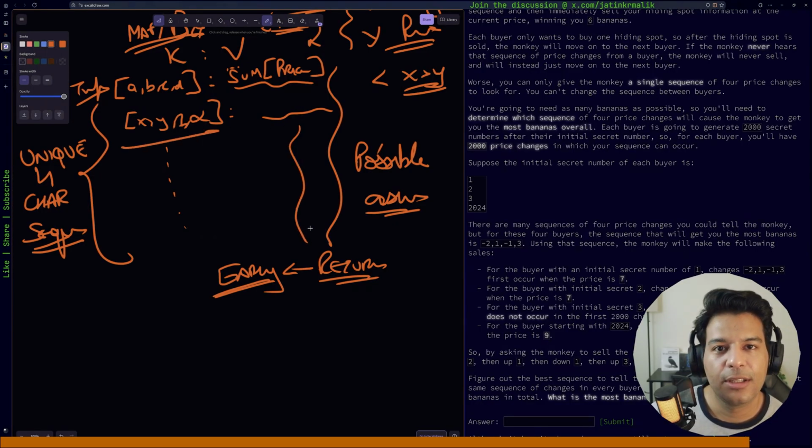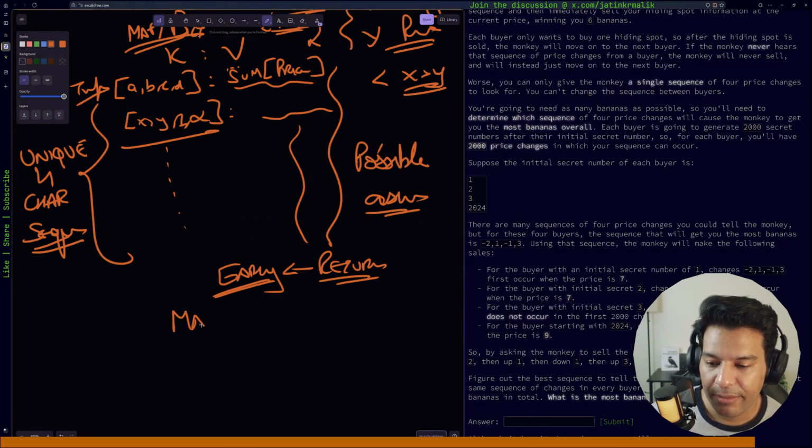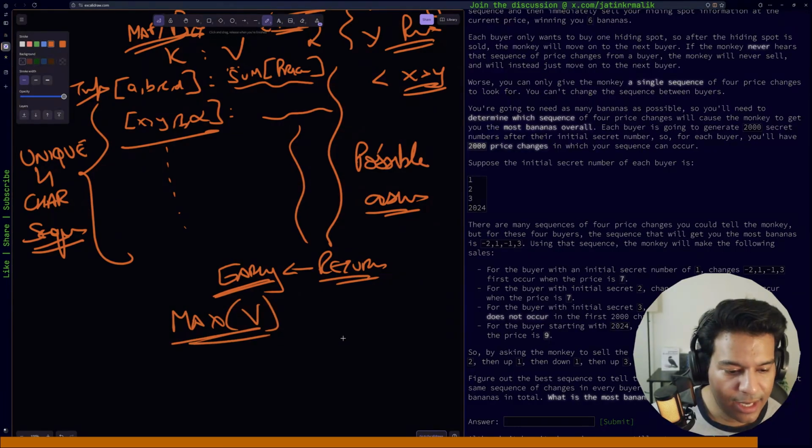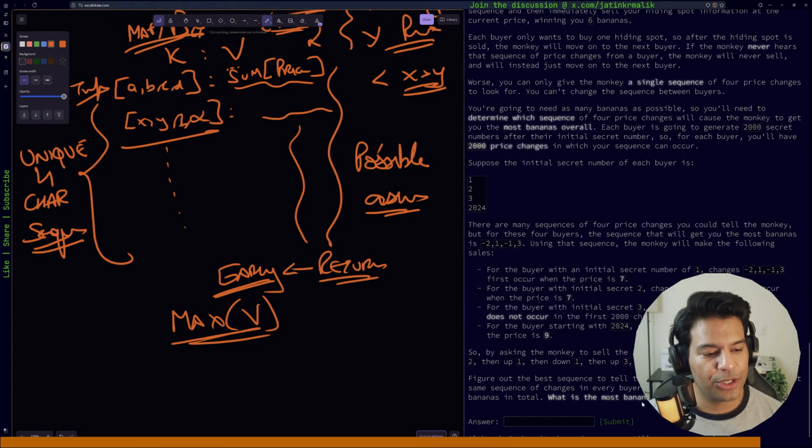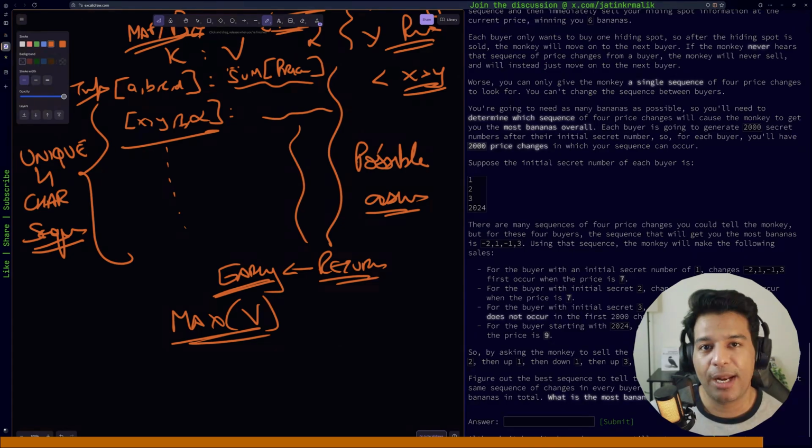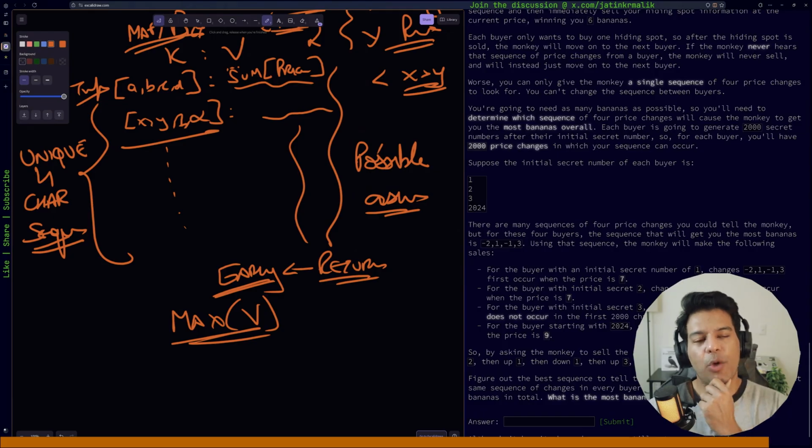And by doing this, once we are able to map and reduce the scope of our problem, at the end all I need to do is find the max of my values, which is basically what the question is asking: what is the most number of bananas you can get? And this should help us do this in a fairly good runtime as compared to our brute force solution. So yeah, this is the theory.